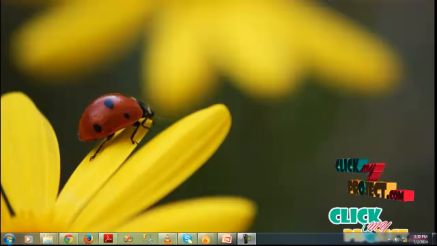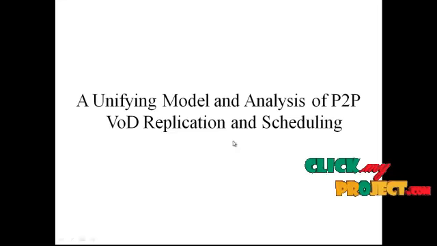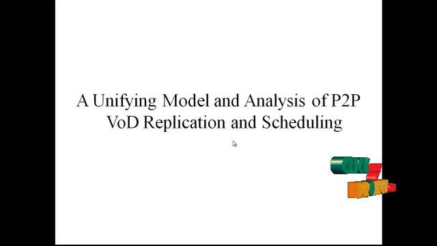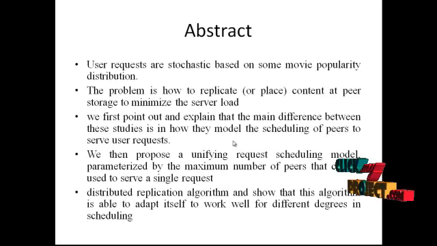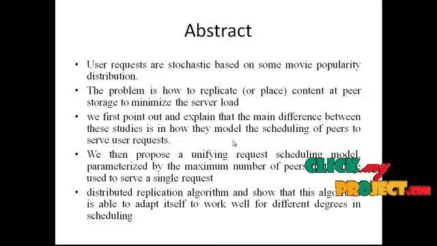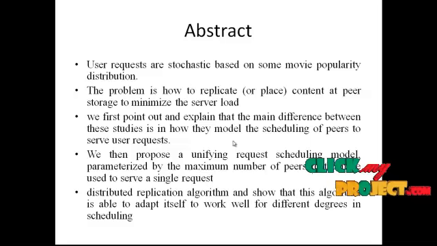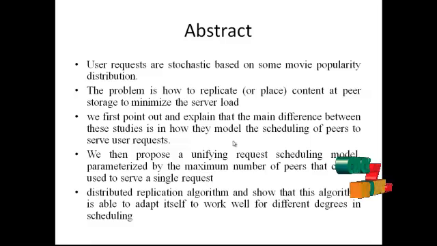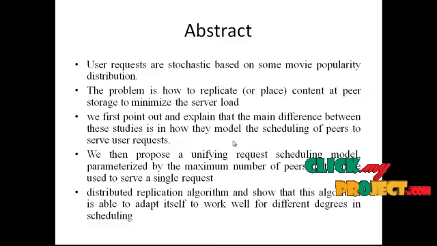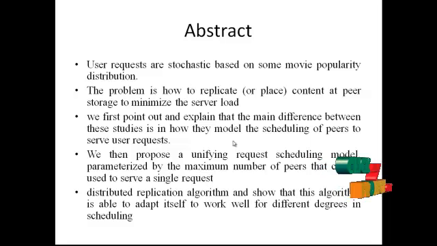Let us see our project title: a unifying model analysis of P2P VoD replication and scheduling. A typical example is for a service provider to provide a client that controls the local peers, which may also continue to offer service without user control. User requests are stochastic, based on some movie popularity distribution. The problem is how to replicate content at peer storage to minimize the server load.